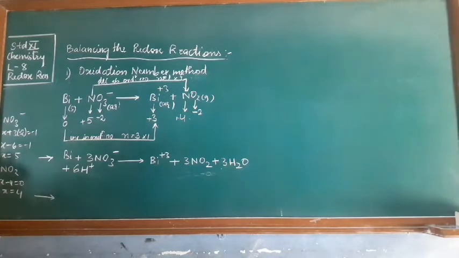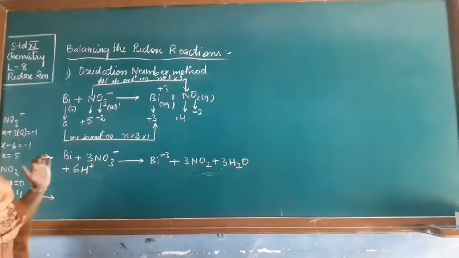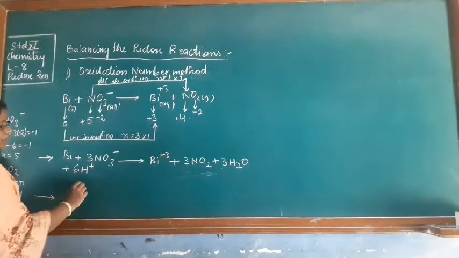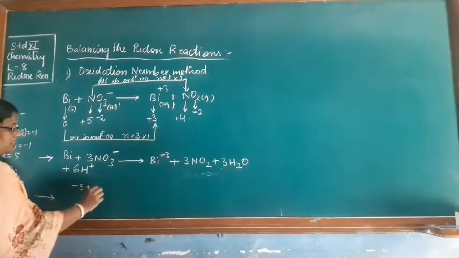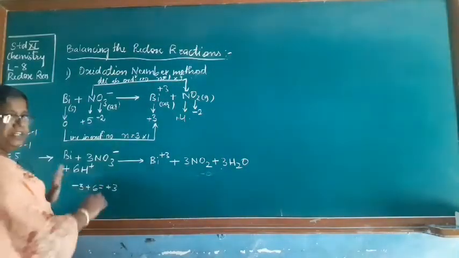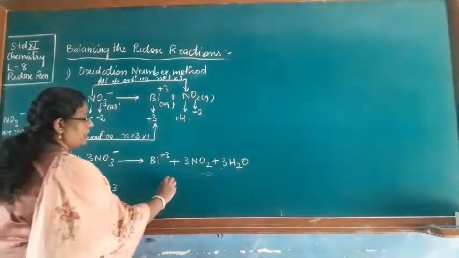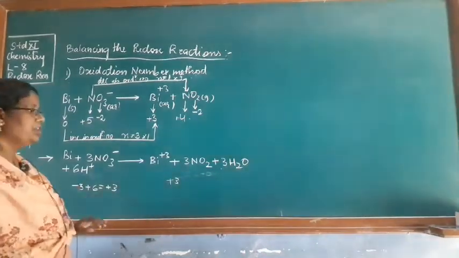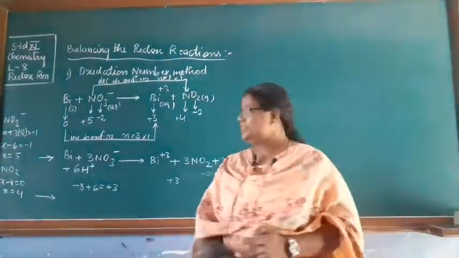What is not balanced here? Charge is not balanced. Let us see whether the charges are balanced or not. How many charges do I have on the left hand side? I have 3 minus charges plus 6 plus charges, total plus 3 charge on the left hand side. And on the right hand side I also have plus 3 charge. That means this equation is a balanced equation. So it was a very simple one, easily you could do it.